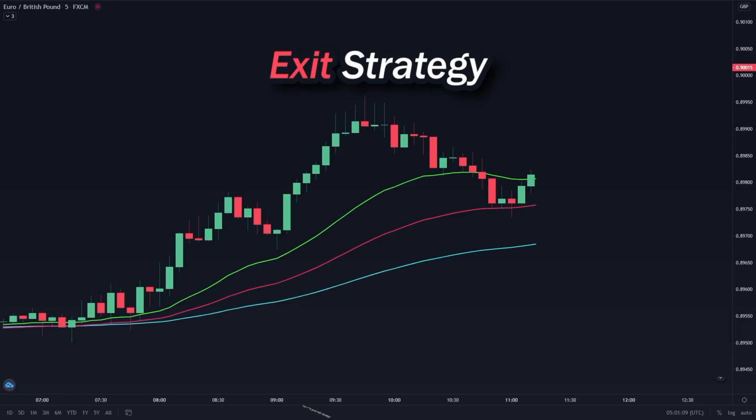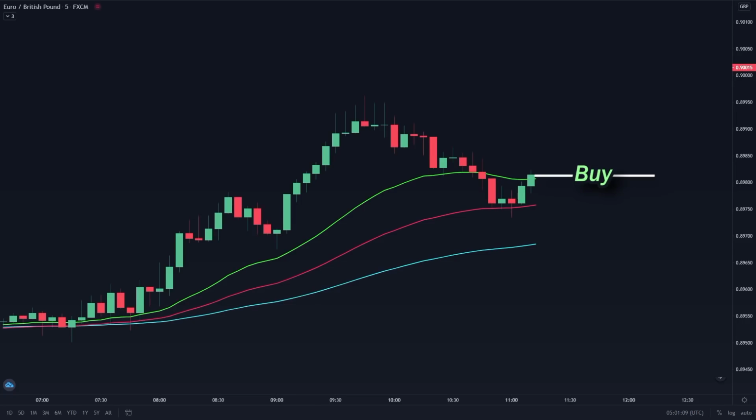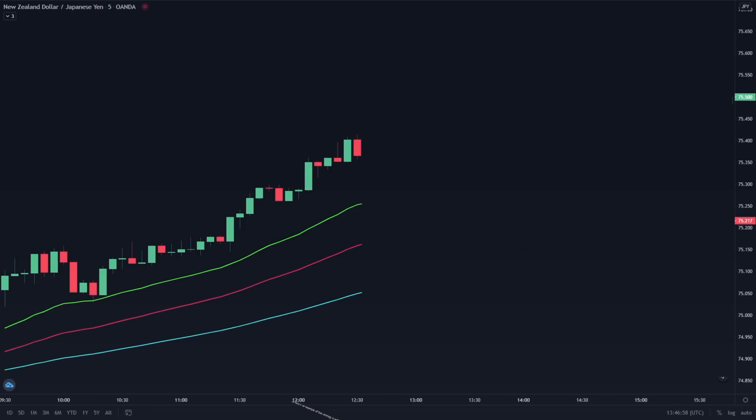Now for your exit strategy. So let's say you took a buy position here. You want to set your stop loss at the 50 EMA. And for your profit target, you set it at 1.5 times your stop loss. So here's an example of this strategy in action.